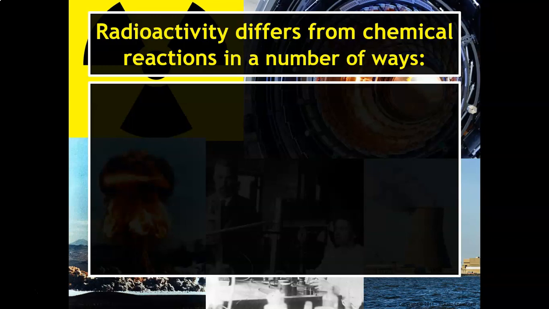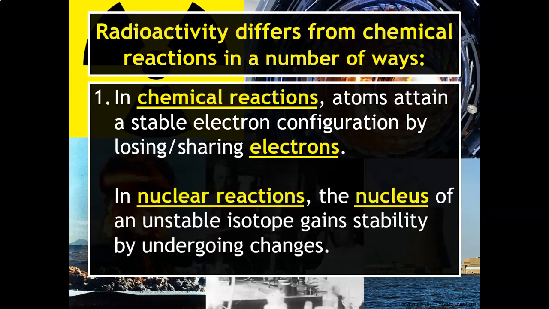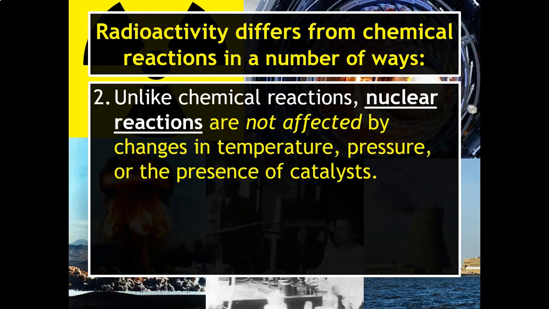Radioactivity differs from chemical reactions in quite a few number of ways. First off, in chemical reactions, atoms will attain a stable electron configuration by losing and sharing electrons. But in nuclear reactions, the nucleus of an unstable isotope will gain stability by undergoing changes. Number two, unlike chemical reactions, nuclear reactions are not affected by changes in temperature, pressure, or the presence of a catalyst.